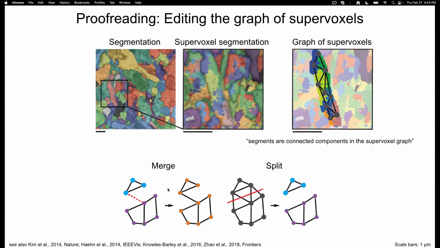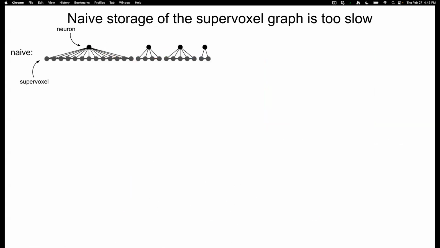And that means that proofreading can be described as operations on the graph, not on the actual voxel data. And so when we want to merge two things together, we insert an edge. And if we want to split things apart, we remove edges. The tricky thing here is that every time we make one of those operations, we have to recompute the connected components. And that is challenging in large data sets.